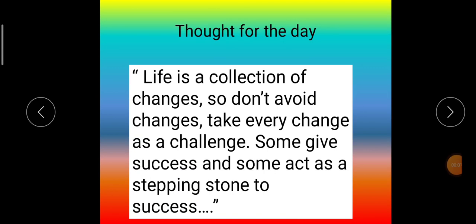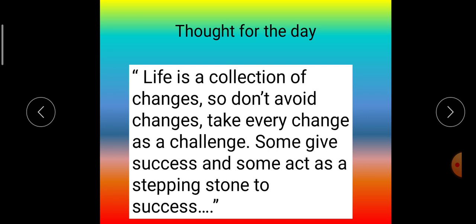Good morning, children. Today's thought: life is a collection of changes. So don't avoid changes. Take every change as a challenge. Some give success and some act as a stepping stone to success. What this means is change is the main factor of a happy and successful life.